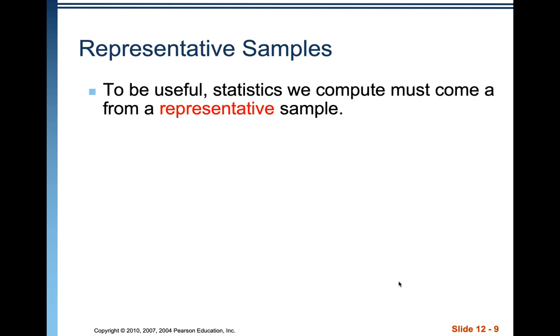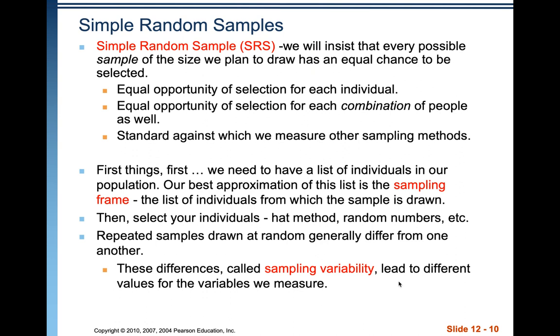All right, let's talk about representative samples. Like we said, to be useful, statistics we compute must come from a representative sample. And the standard by which all other sampling methods are measured is the good old simple random sample. It is the go-to technique to get started. Departing from that, you have to have a good reason to use one of the techniques we're going to talk about in a minute.